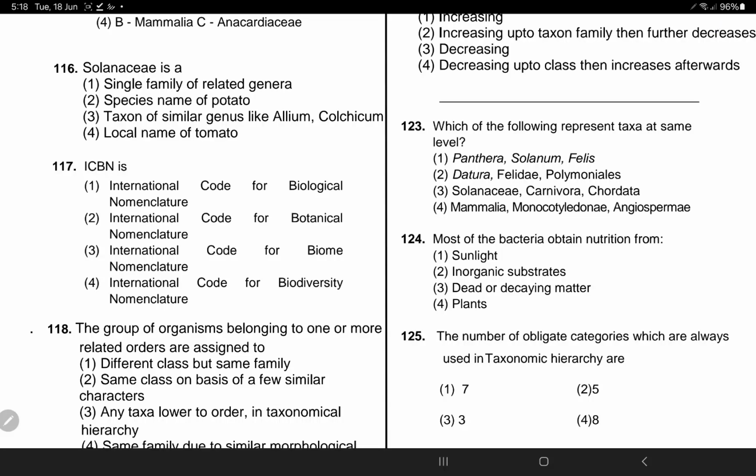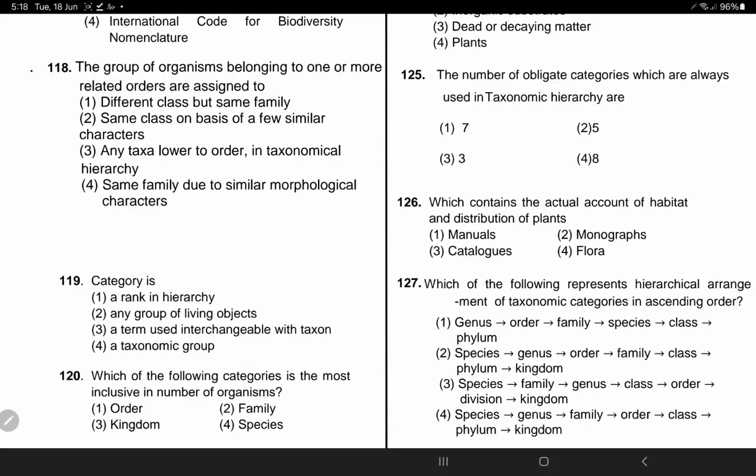Next, it is 7, because kingdom, phylum, class, order, family, genus, species. Which contain the actual account of habit and distribution of plants? The actual account of habit and distribution of plants in a particular area is flora. Option 4 is correct.